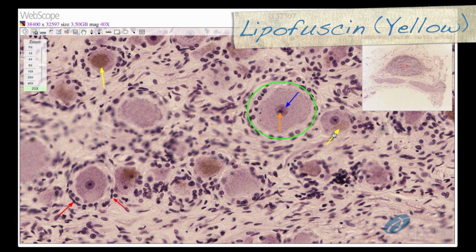Lipofuscin accumulates in long-lived eukaryotic cells as a result of cellular senescence or aging. Thus, it is often called the wear and tear pigment. It is a conglomerate of oxidized lipids, phospholipids, metals, and organic molecules that accumulate within the cell as a result of oxidative degradation of mitochondria and lysosomal digestion.